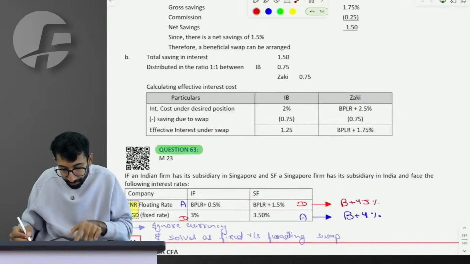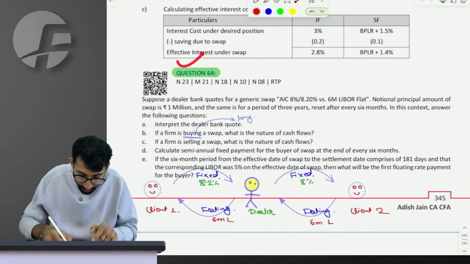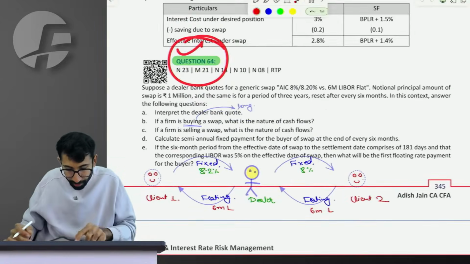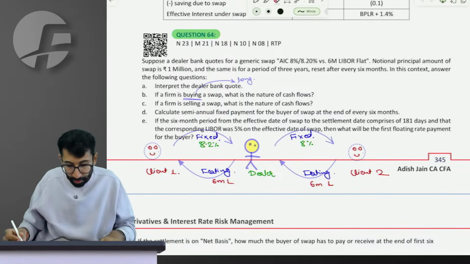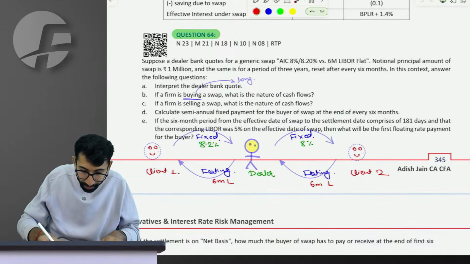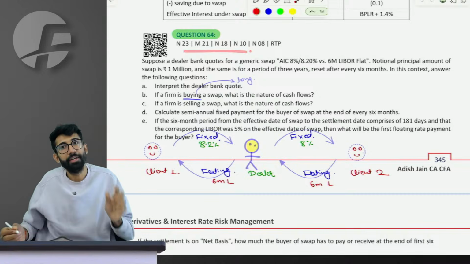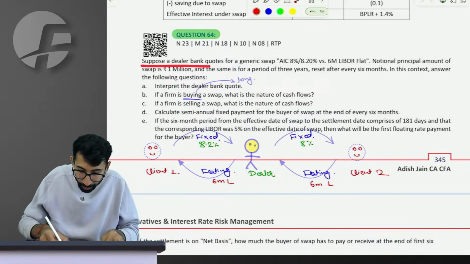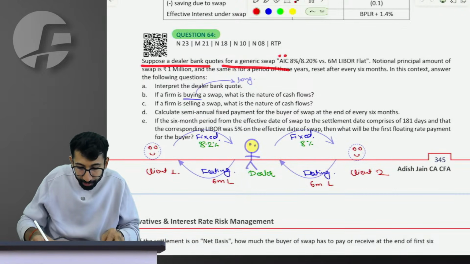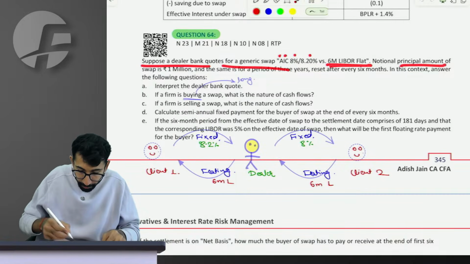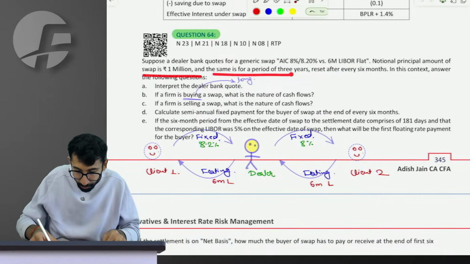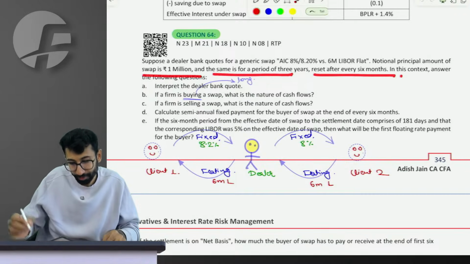So for a generic swap, this is something you will have to remember, for which the first practical question that we are going to do in the class is question number 64. This question will particularly teach me the settlement and understanding of the contract. Suppose a dealer bank quotes a generic swap all-in cost of 8.2 versus 6-month LIBOR flat, notional principal amount of 1 million, for a period of 3 years, reset after every 6 months.